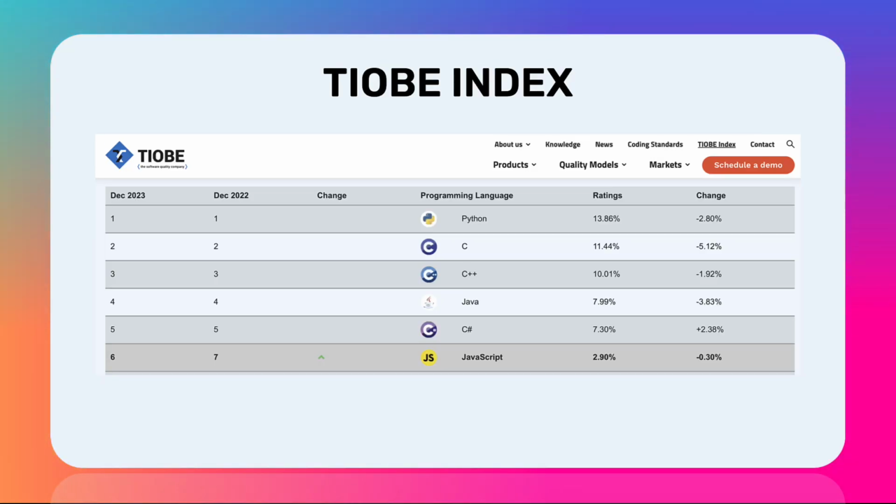So as you can see over here, for December 2023 versus December 2022, if there is a change in the programming languages, you can see that for Python there is not even a single change so far, and it is still holding a rating of around 13.86%. C and C++ have 11% and 10% each, and there is a change of -5.12 and -1.92. Java has a rating of around 7.99, C# has 7.30, and JavaScript has around 2.9%.